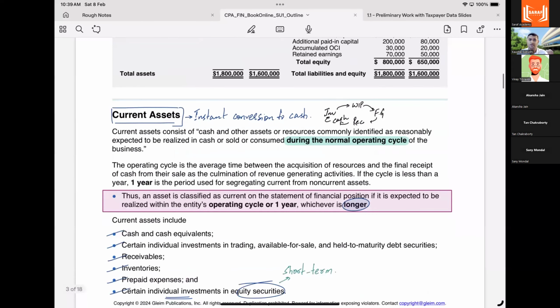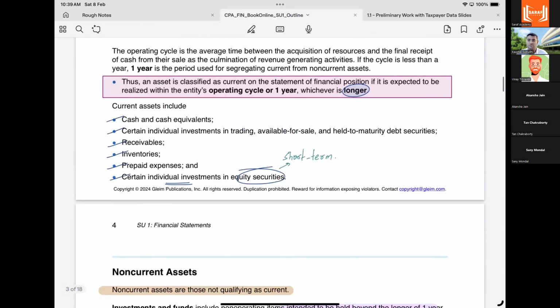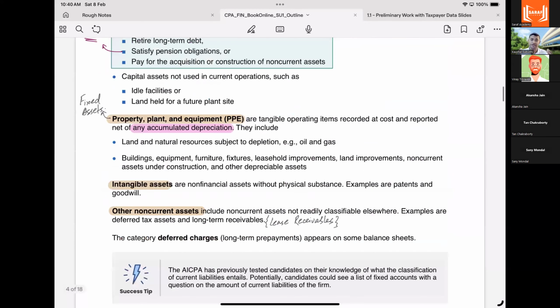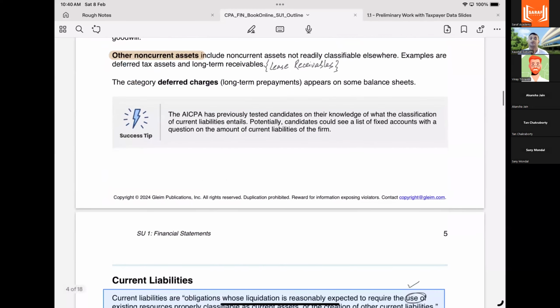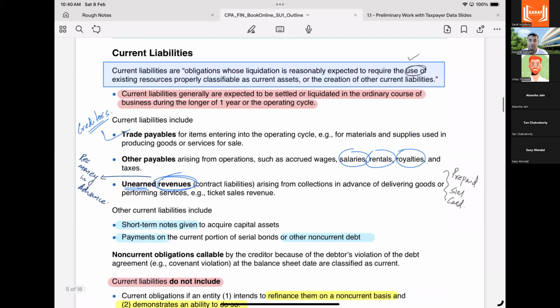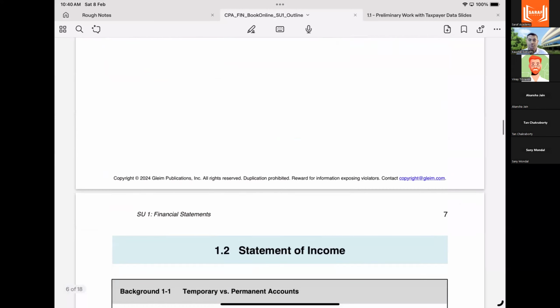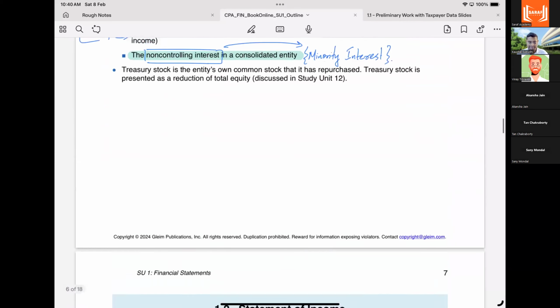More importantly, we'll be looking into the current assets. What do you mean by current assets and non-current assets? What is again the difference between these two? We'll also get into the other kinds of assets as well, intangible assets, other non-current assets, as well as current liabilities, and again, non-current liabilities. We'll be talking about that as well, equity. So with this, we are going to finish 1.1, and then we'll be getting into 1.2, the statement of income.